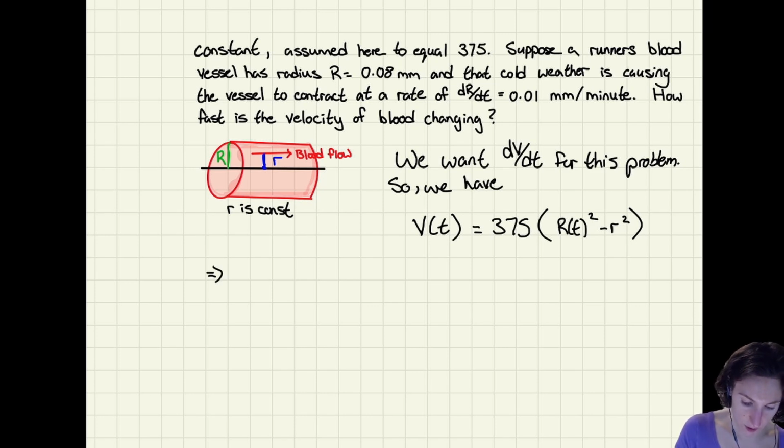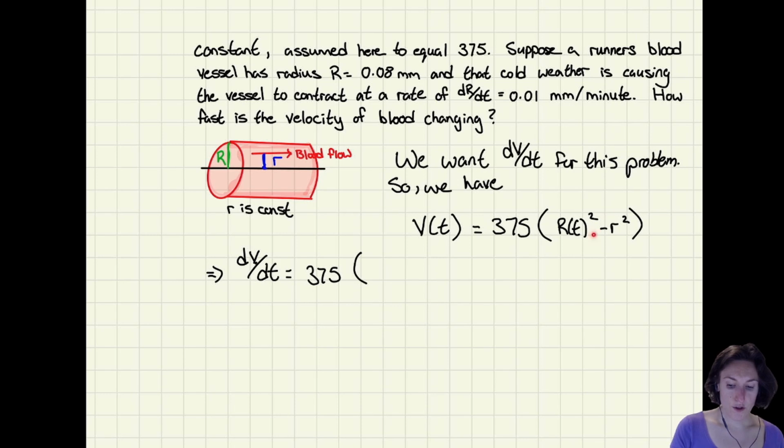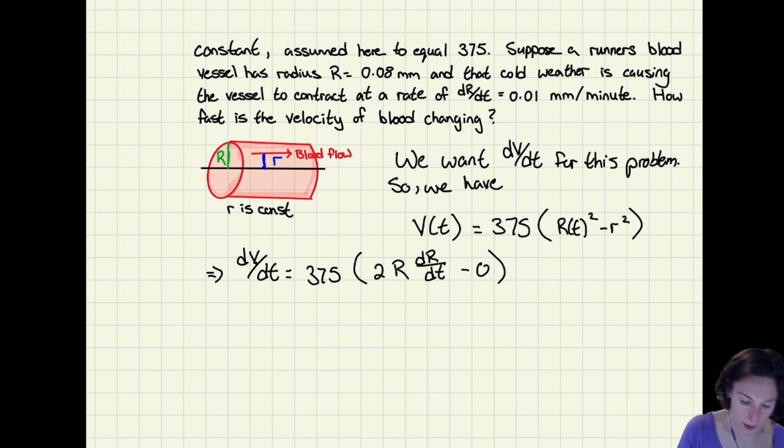Okay, so I'm going to go dV/dt, because I'm differentiating with respect to time, is equal to 375, and I'll leave that there for now. So the first term, by power rule, I'm going to bring down the 2. I have my capital R. You can write R of t if you want to, but I'm not going to because I know it's a variable. And then by chain rule, I have dR/dt. And because the little r is a constant, this second term is just equal to 0. So 375 times 2, that's going to be 750.